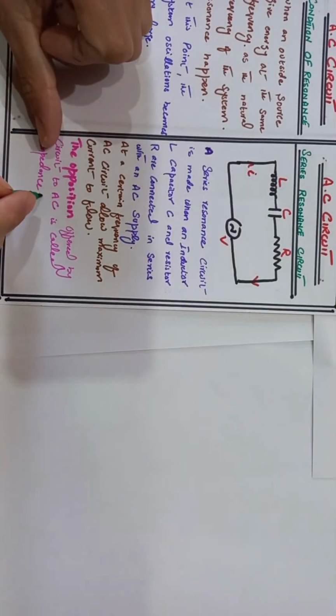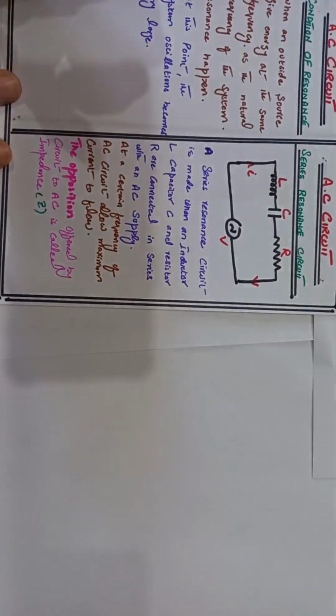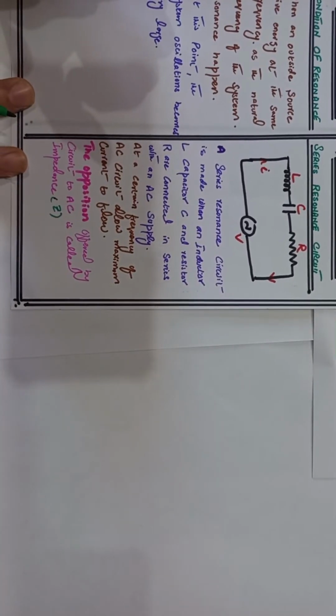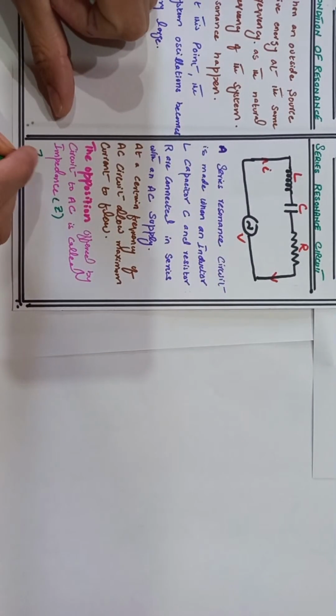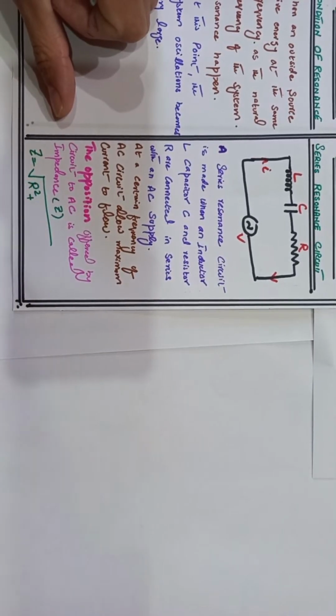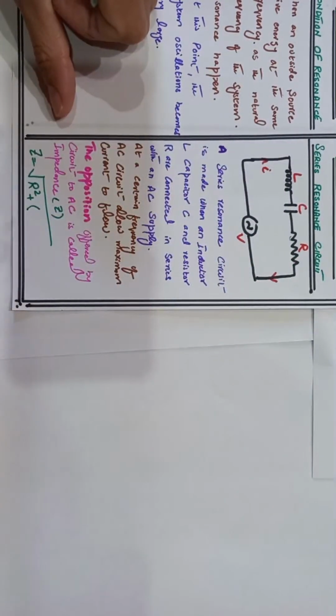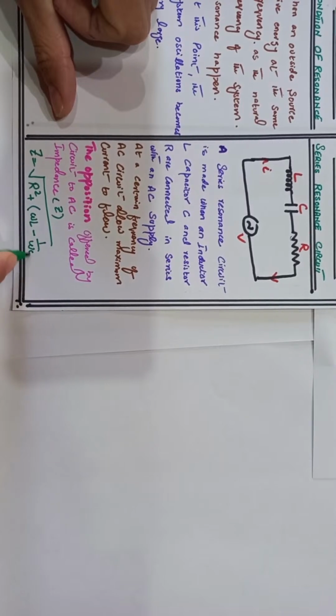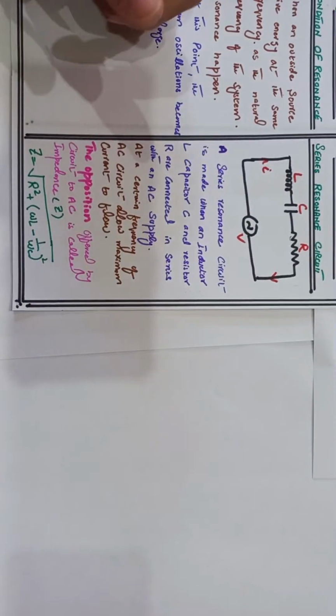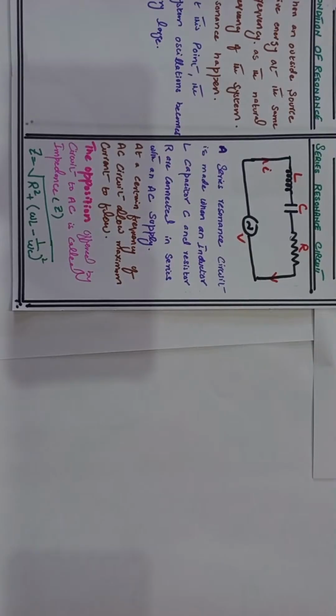Impedance is always shown by Z. Z is equal to the square root of R squared plus the difference of the inductive reactance, which we know is equal to omega L, and the capacitive reactance, which is equal to 1 over omega C, whole squared. That is the impedance offered by the series circuit. Okay, now we discuss the next topic.